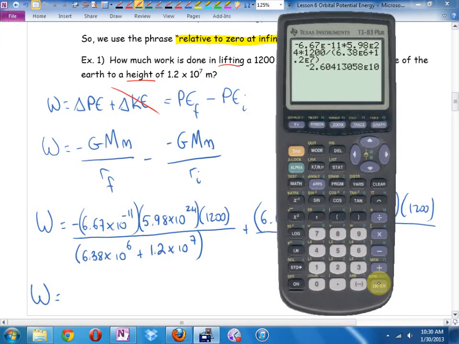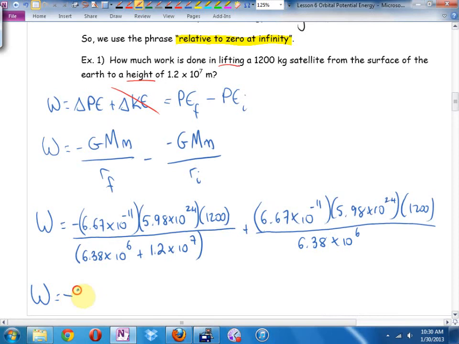and because I'm going to use this, I'm going to go to like 5 or 6 sig figs until I'm done. So I'm going to go to negative 2.6041. That looks pretty good. Negative 2.6041 times 10 to the 10th.